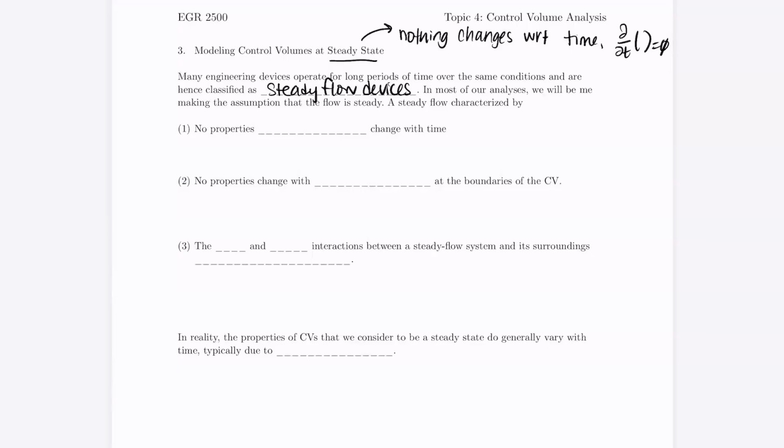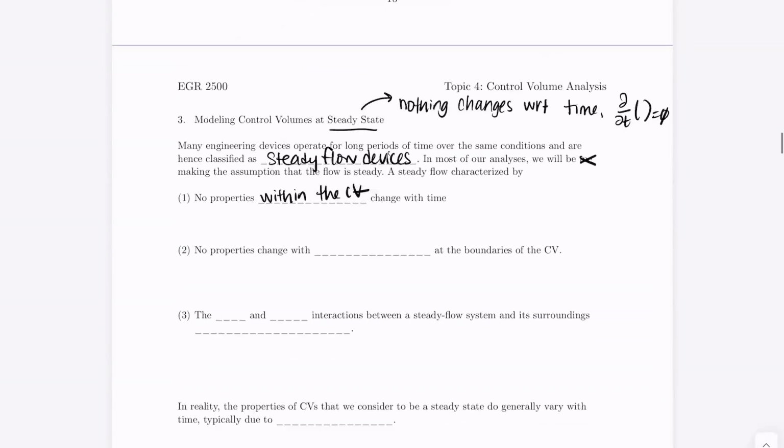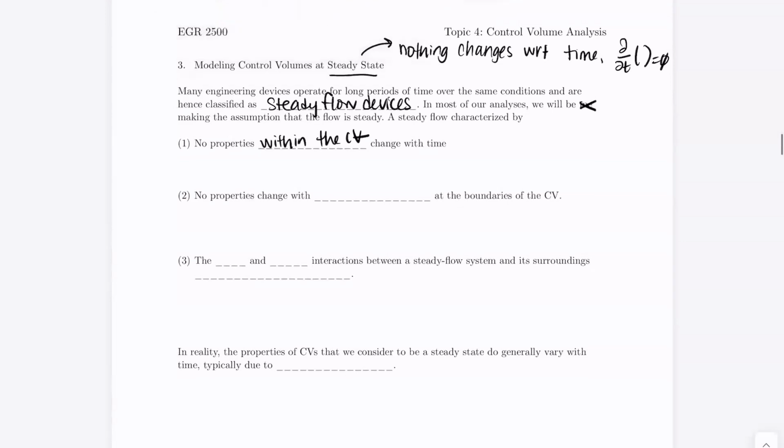All right, and most of the analysis that we're going to do, we're going to be making the assumption that the flow is steady. And so a steady flow is characterized by the following. So no properties within the control volume, or the CV, change with time. They can, of course, vary with space though. So if you say something doesn't change with respect to time, it could change with respect to space. So keep that in mind.